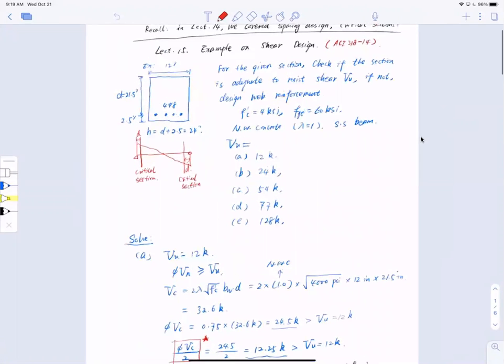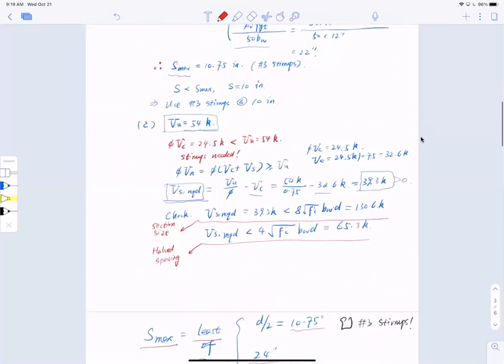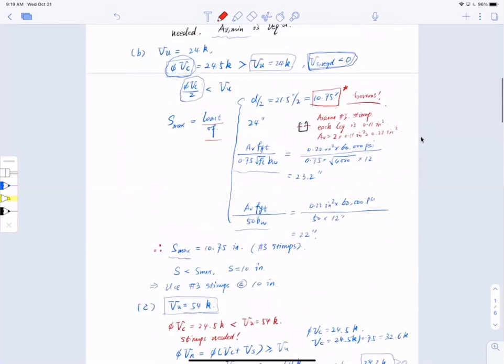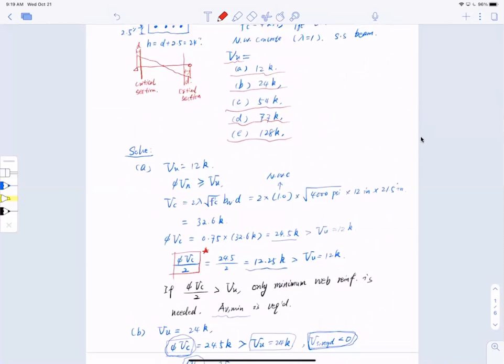Yeah, I see it. So how we did last time is we pick a VU, we give different numbers, and we find different spacings. So we're going to do the same thing, but now the difference is we only have 3 numbers. So let me go to 16.